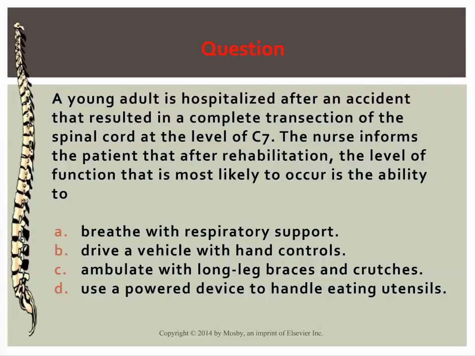A young adult is hospitalized after an accident that resulted in a complete transection of the spinal cord at the level of C7. The nurse informs the patient that after rehab, the level of function that is most likely to occur is the ability to do what? Breathe with respiratory support, drive a vehicle with hand controls, ambulate with long leg braces and crutches, or use a powered device to handle eating utensils. The correct answer is B.